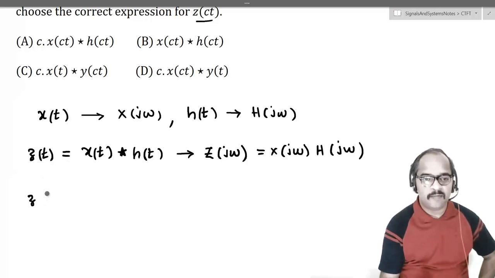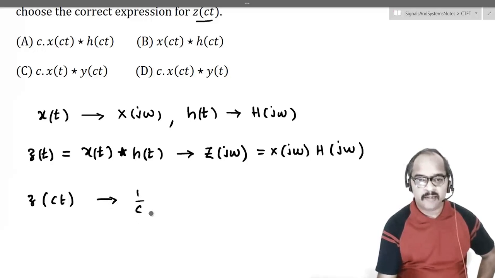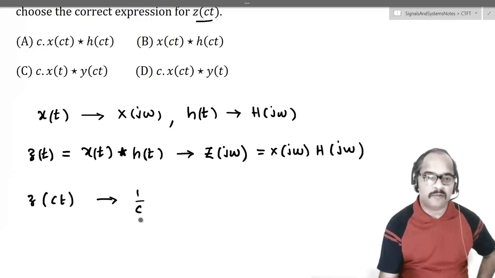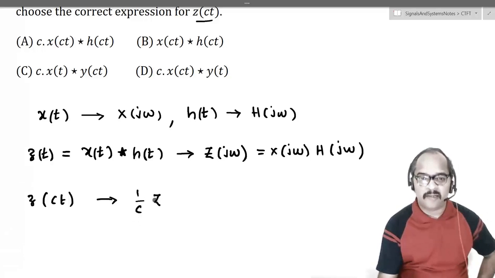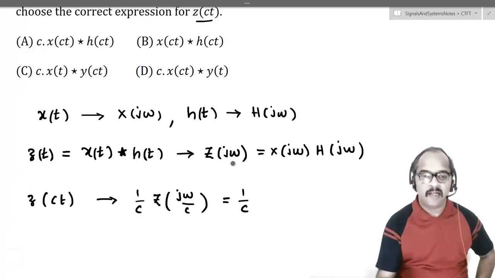Now, we are interested in finding z of ct. What will be the Fourier transform of z of ct here? z of ct will have 1 by c. I should have put modulus of c, but since c is positive, it is enough that we put 1 by c. So 1 by c Z of j omega by c. That is the time scaling property. So this should be equal to 1 by c times Z of j omega, which is x of j omega multiplied with h of j omega.